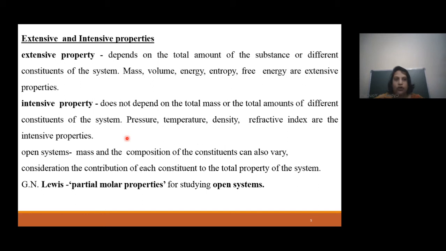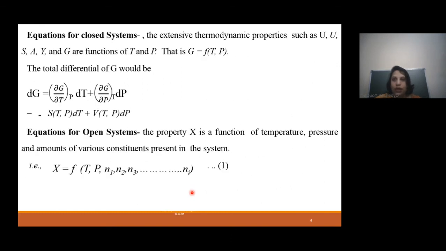The total mass of a closed and isolated system always remains constant. The change in thermodynamic property is due to change in the state of the system and not due to addition or removal of the matter. But for open system, as the mass or the composition of the constituent present vary, it is necessary to take into consideration the contribution of each constituent. So Gilbert Lewis introduced the concept of partial molar property for studying open systems.